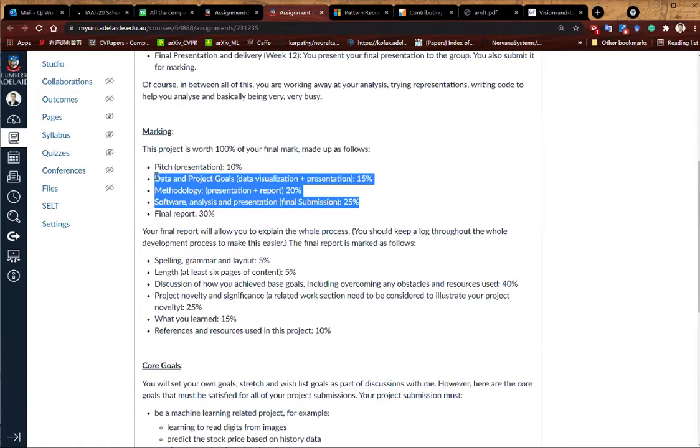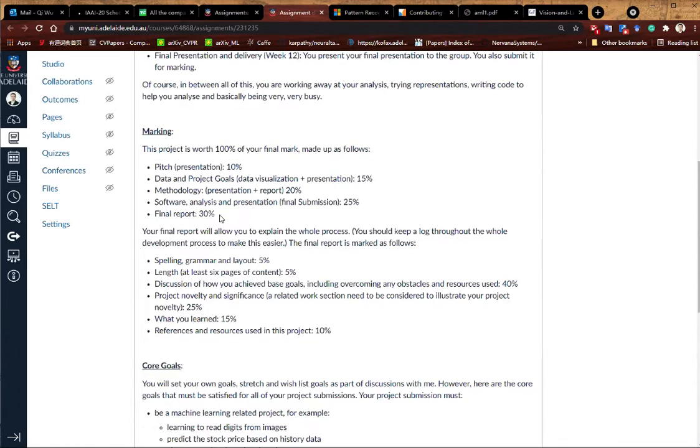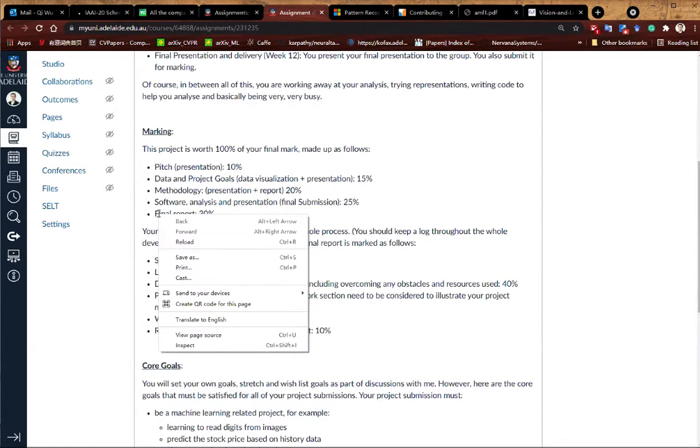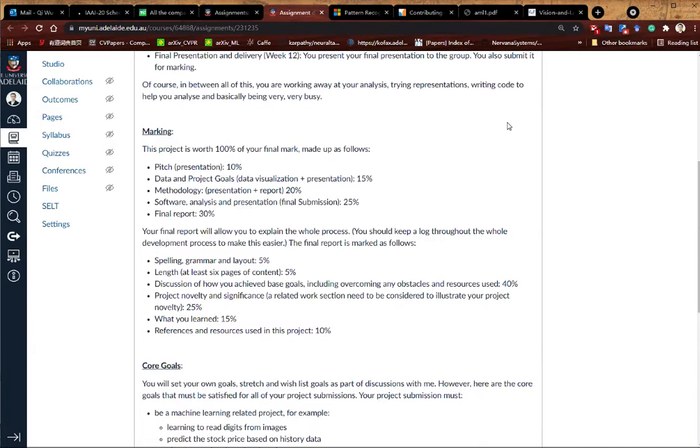All these four parts are about the presentation and the materials you show to us, right? And finally, you have to submit your final report, in the format I showed you, which will be 30%. There is also one mini report in the methodology part, because it's the middle of your project. We want to see a mini report about your pitch idea, your data source, and the method you used.